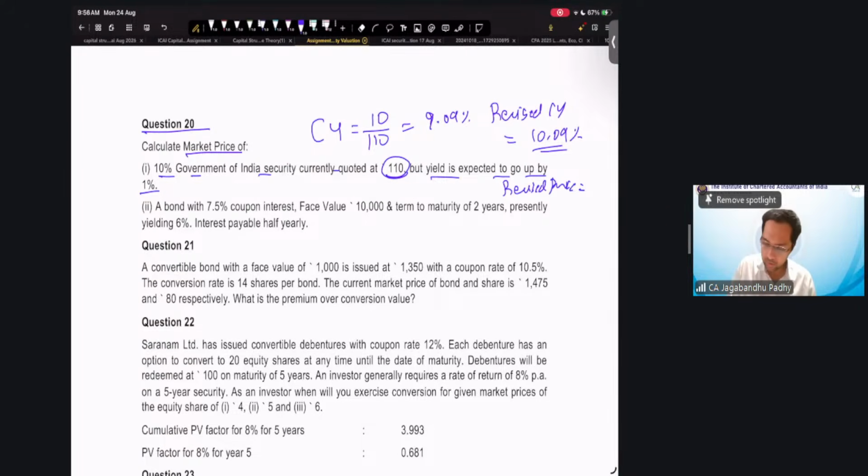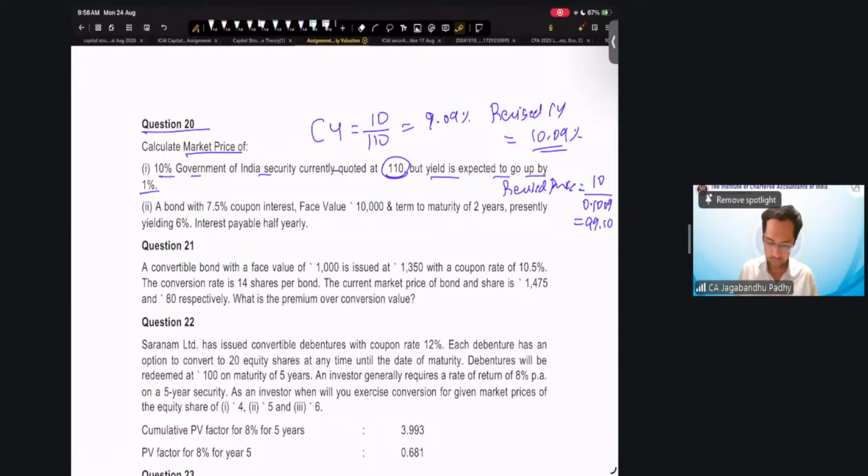Revised price will be 10 divided by this new current yield, which is 10 divided by the revised current yield of 0.1009. You can get the revised price as 10 divided by 0.1009, which is 99.10, which is obviously as per our expectation. Jagbandhu sir, yes.